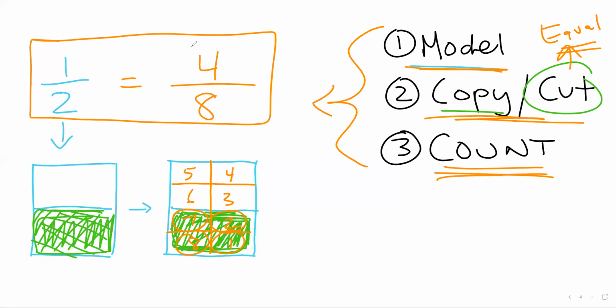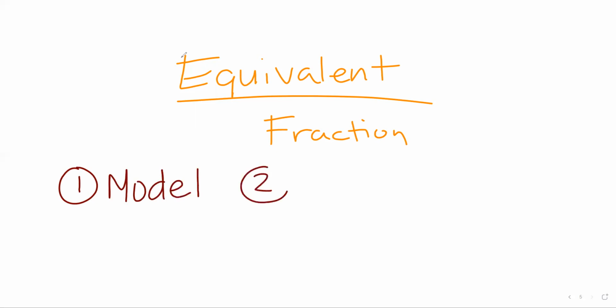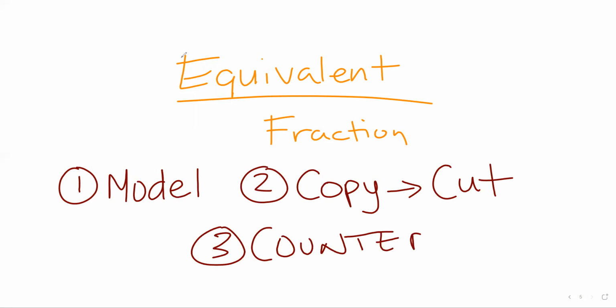We're learning equivalent fractions. So today, I hope that made some sense. Equivalent fractions are fractions that look different but have the same value. And we did that today by making a model of our fraction, then copying that model, then cutting that model, and then counting what we had, and that helped us do it. So I hope that works out for you. I hope that makes sense.